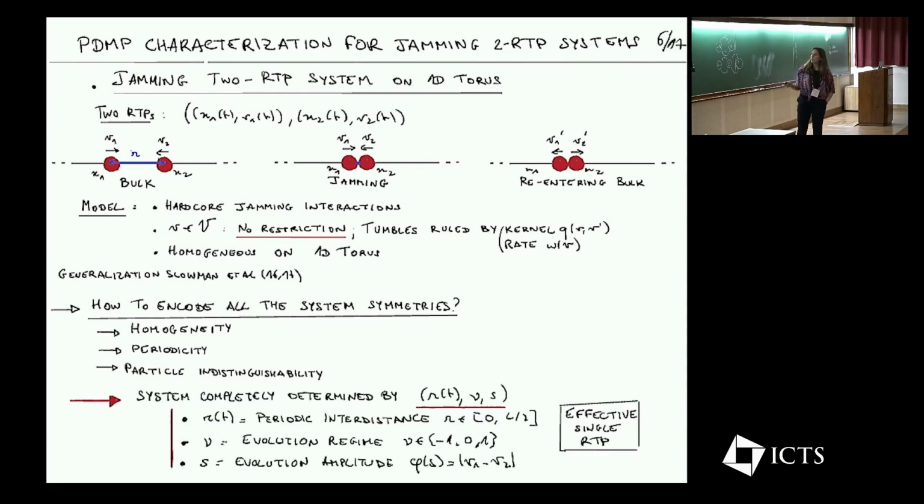It's to consider the evolution of the interdistance, the periodic interdistance. I'm going to parameterize my system with the interdistance. Here, a variable nu that is either -1, 0, or 1, telling you if you're decreasing the interdistance (-1), the interdistance is staying the same (0), or the interdistance is increasing (+1). And then S is just a parameter that is monitoring at which speed you are changing this interdistance. And so in the end, as was done in previous works on 2 RTPs, you're back to an effective single RTP.